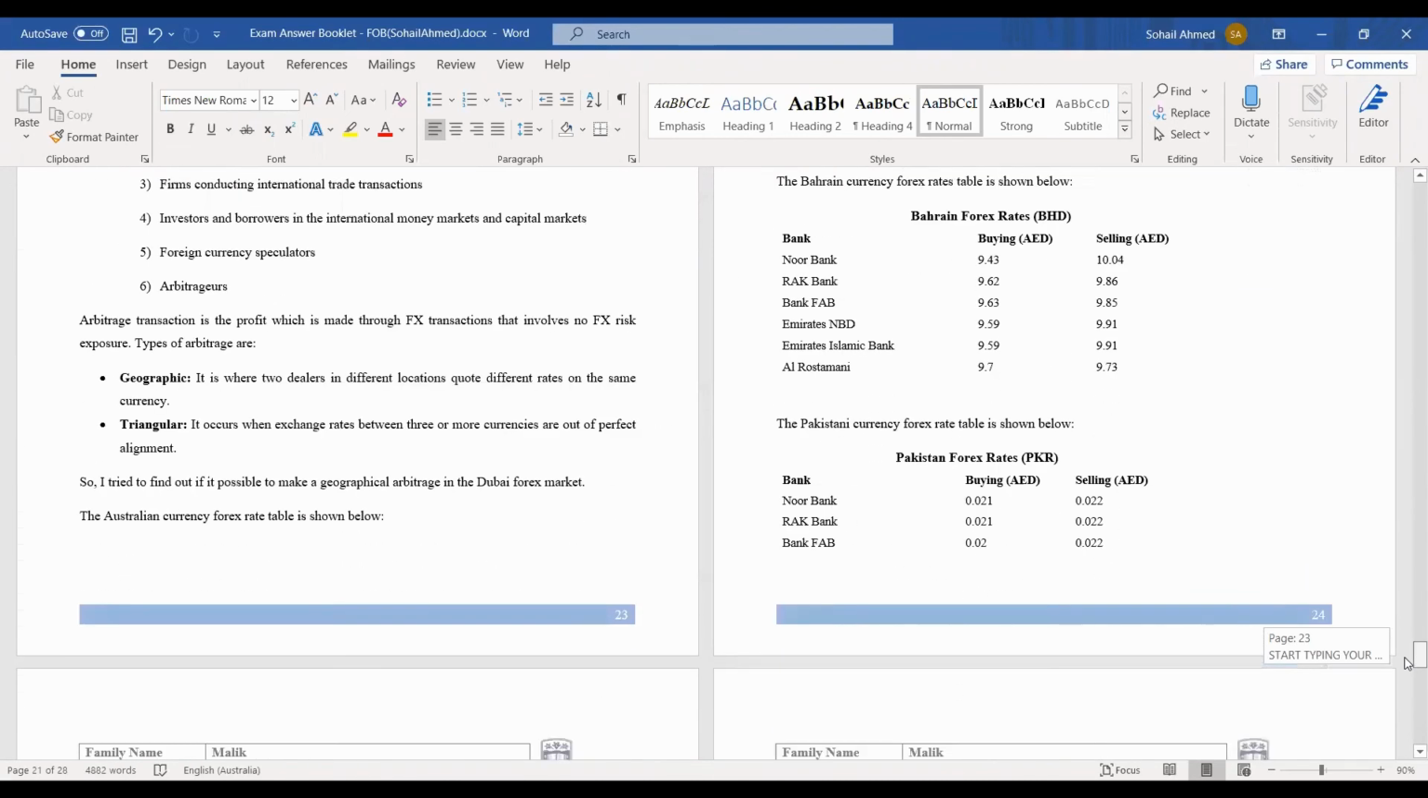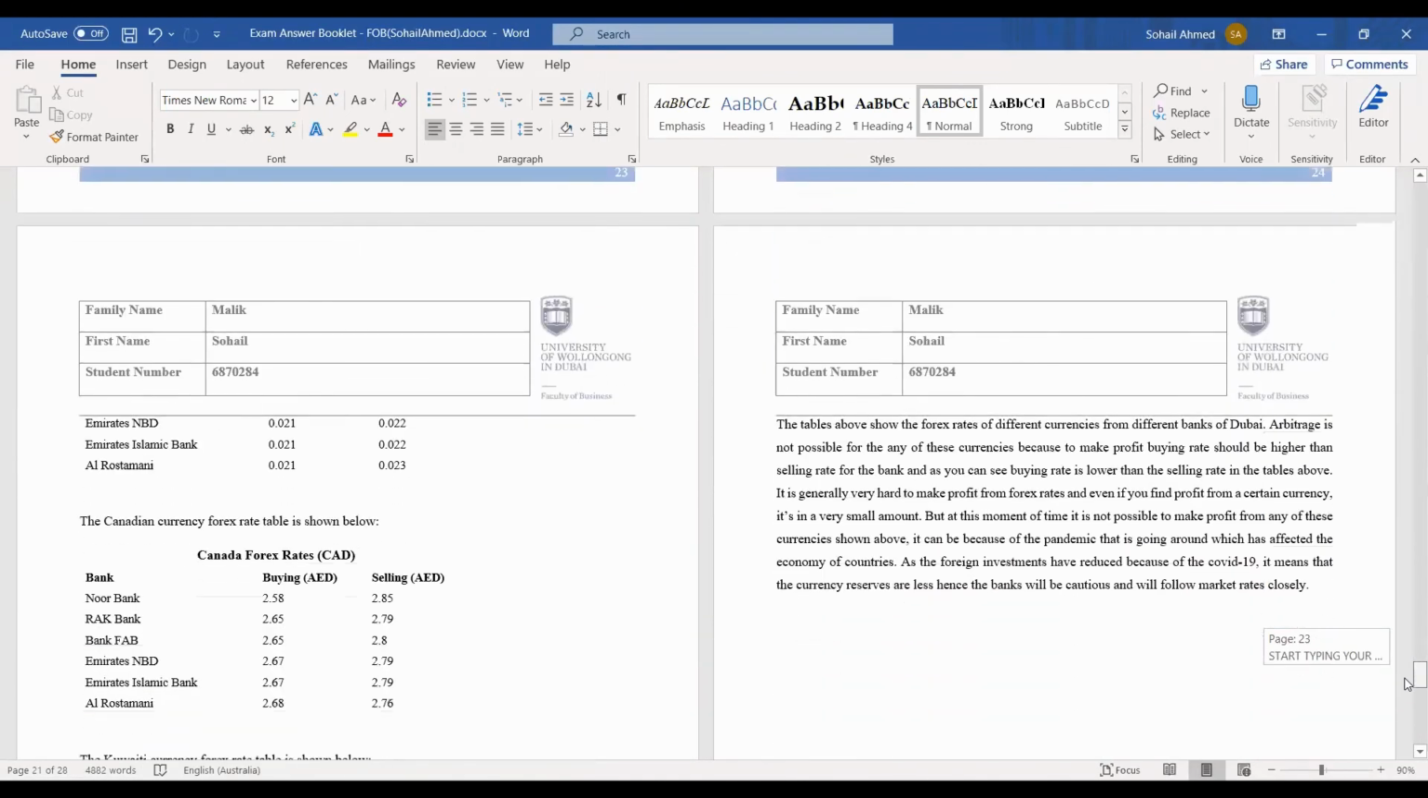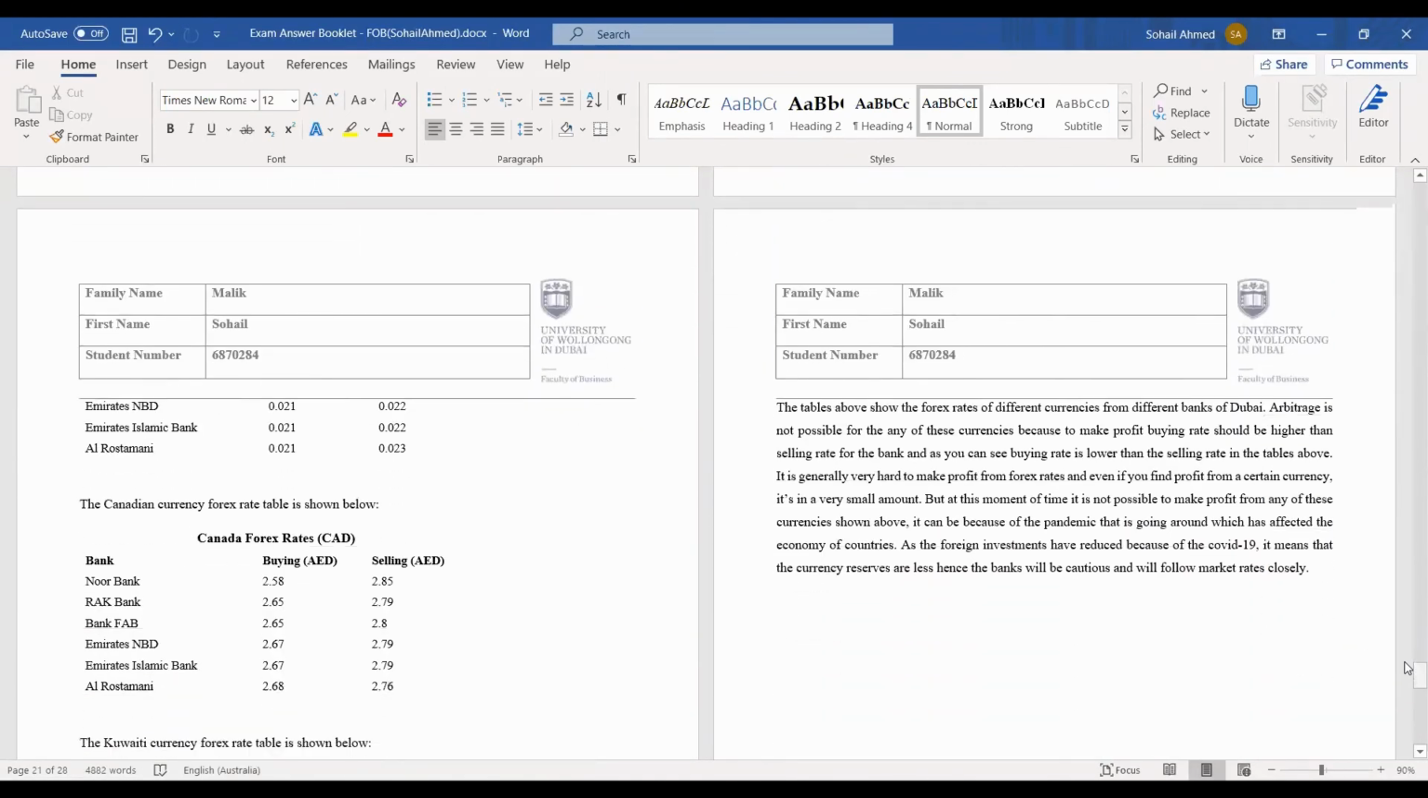So the result shown from all these tables was that the buying rate was lower than the selling rate for all of them, which means that no profit was made. Generally, it's really hard to make profit from forex trade, but maybe a possible reason is that as foreign investments have reduced because of COVID-19, it means that the currency reserves are less. Hence, the banks will be cautious and will follow market rates closely.